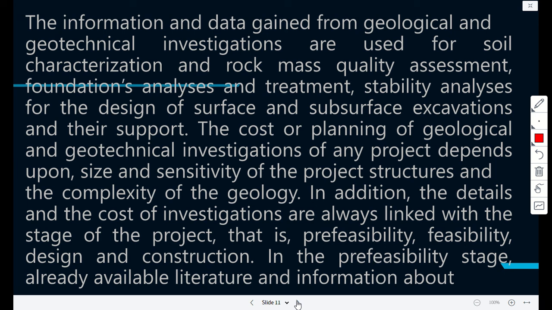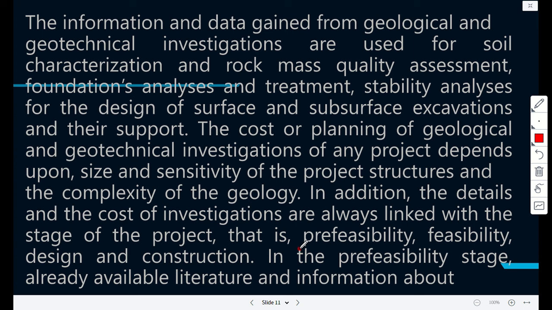Stability analysis for the design of surface and subsurface excavations and their support. The cost or planning of geological and geotechnical investigations of any project depends upon the size and sensitivity of the project structures and the complexity of the geology. In addition, the details and the cost of investigations are always linked with the stage of the project.